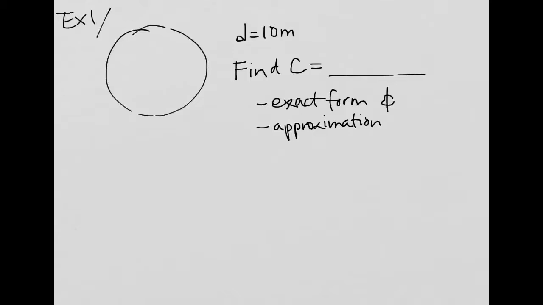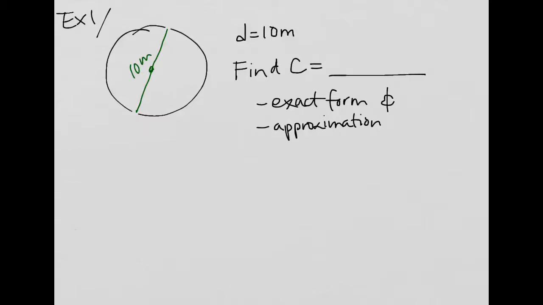We are given a circle whose diameter is 10, and we are looking for the circumference. Now we want to have the circumference in both exact form and approximation, and I'll explain what those mean as we do our example. So what is our diameter? Well, the diameter goes all the way across through the center, making sure that is 10 meters.